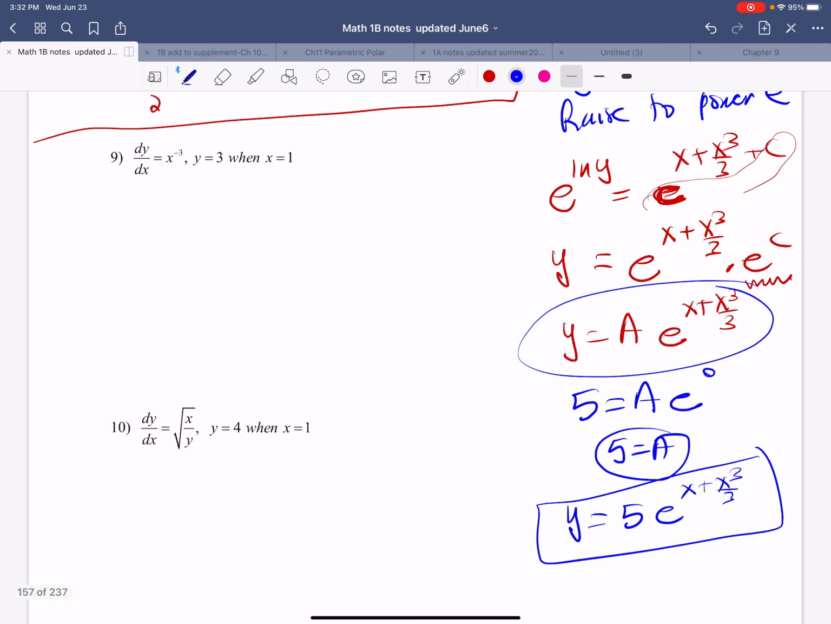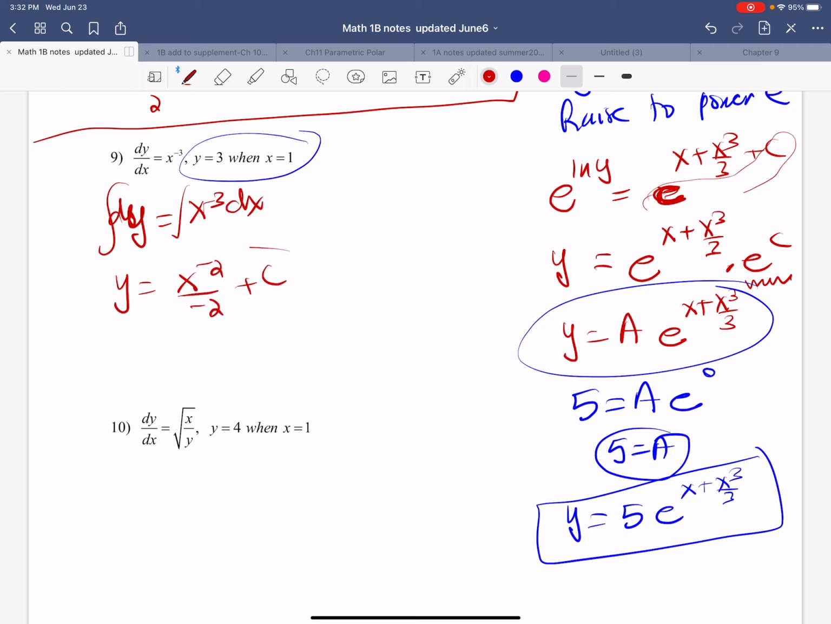Next, dy dx is equal to x to the power negative 3. y is 3 when x is 1. Okay, same procedure. dy is equal to x to the power negative 3 dx. Time to integrate. y is equal to x to the power negative 2 divided by negative 2 plus c. y is already by itself, so this is my general solution.